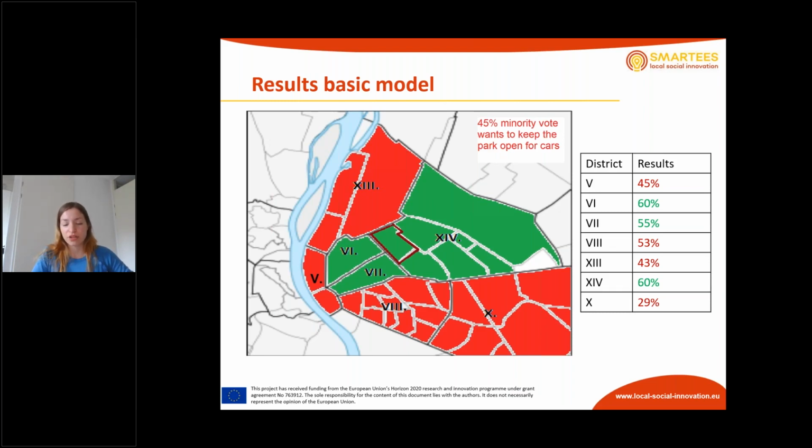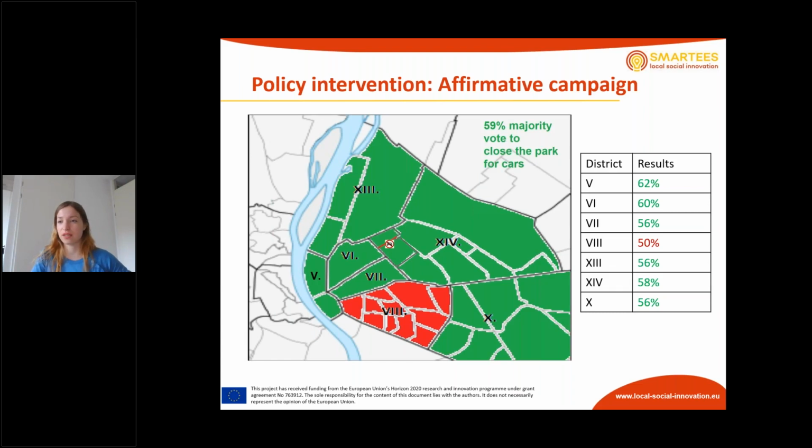We thought about alternative policy scenarios that could in fact affect how people think about this. The first scenario, often used in the SMARTEES project and developed in other real-life workshops that were conducted, is a positive scenario. So what if the municipality would actively campaign, informing citizens on the benefits of having a park closed for cars? And this is a very effective campaign. If citizens are exposed to information on the benefits of closing this park for cars, we see that it changes to a 59% majority vote to close the park for cars.